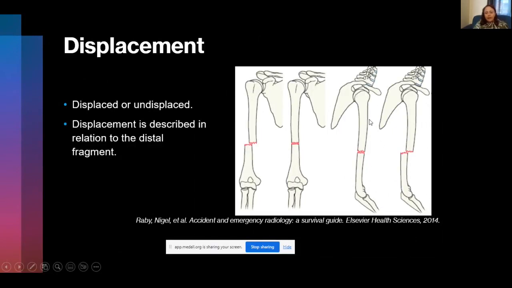And on the lateral view, that's anterior and that's posterior. That's adequate alignment with no displacement. But look at this fracture. The distal fragment is posteriorly displaced compared to the proximal. So this is posterior displacement of the fracture.